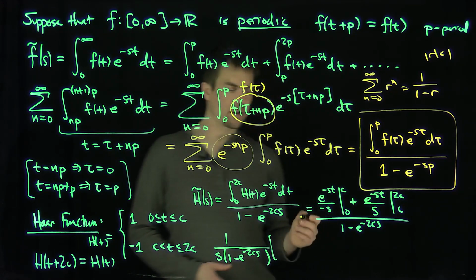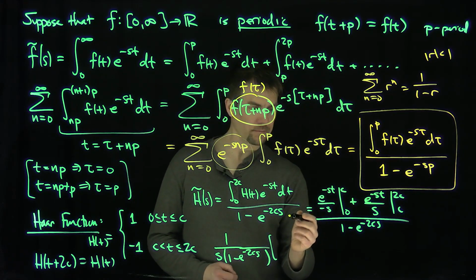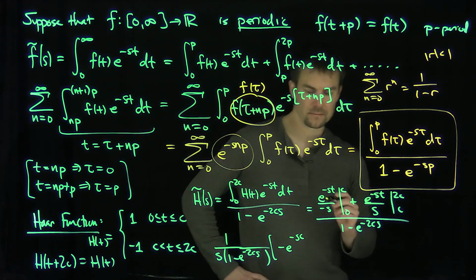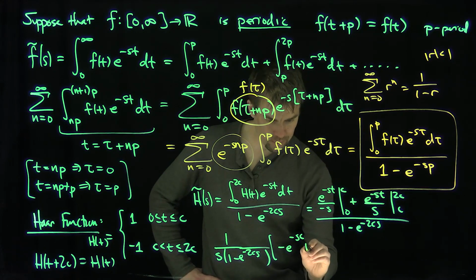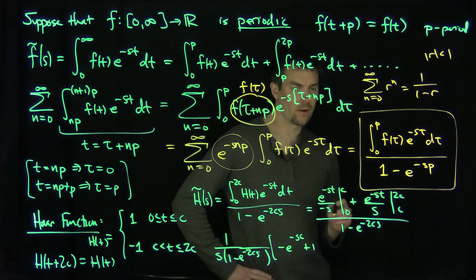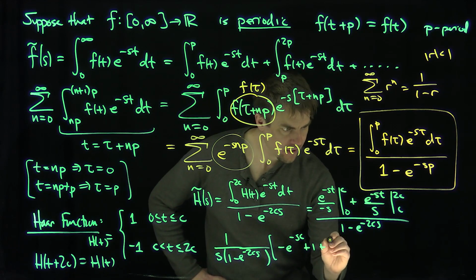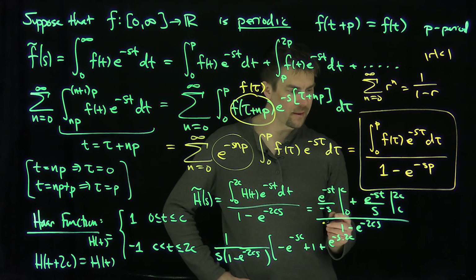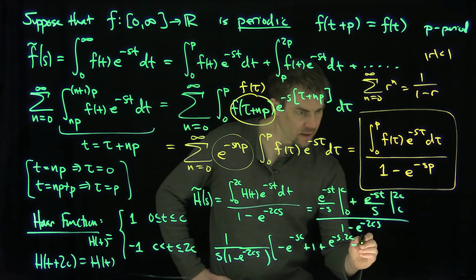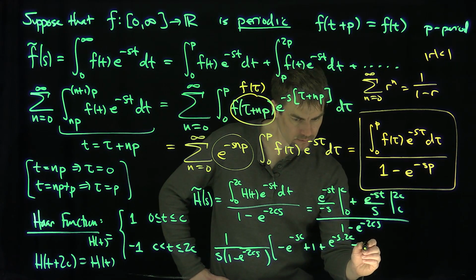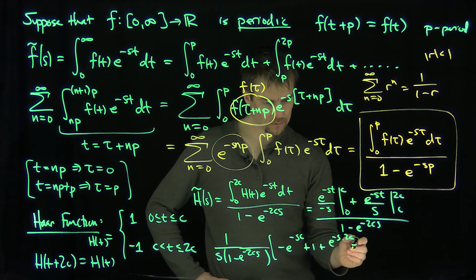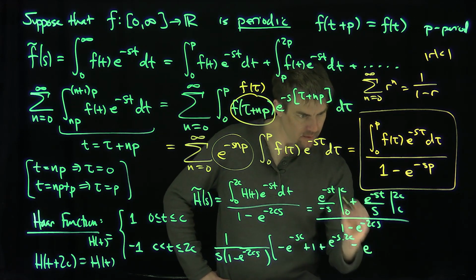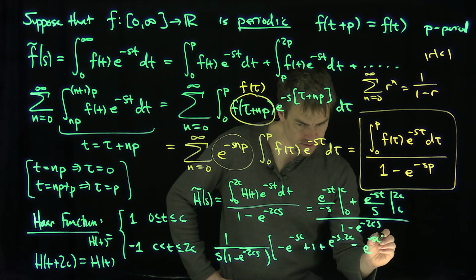And then when I plug in the top limit, the first thing is going to be a negative e to the negative sc. The bottom is going to be positive. It's going to be a positive 1 plus 1. Okay? And then over here, the top limit is going to be positive. It's going to be a plus e to the negative s times 2c. And then the bottom is going to be negative. It's going to be a negative e to the negative sc.